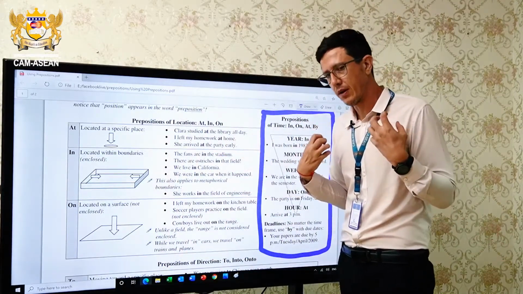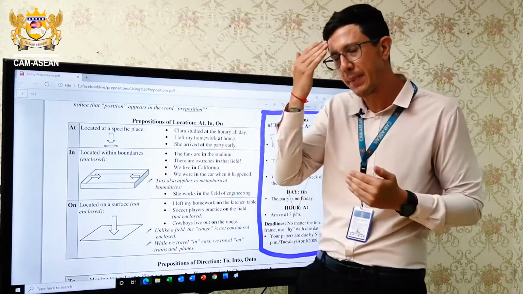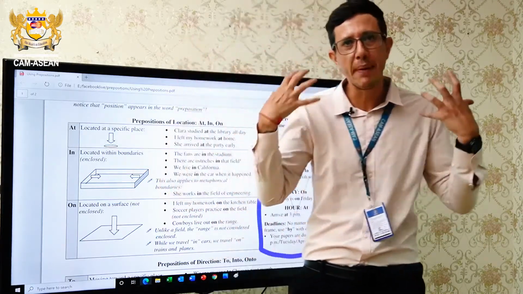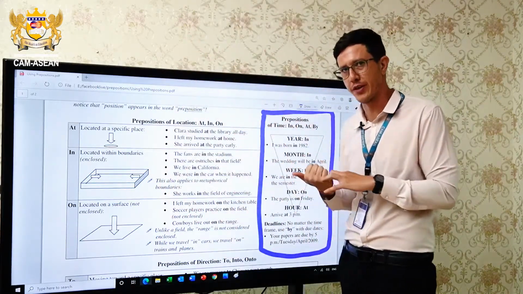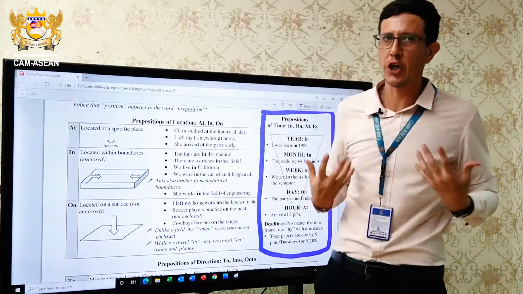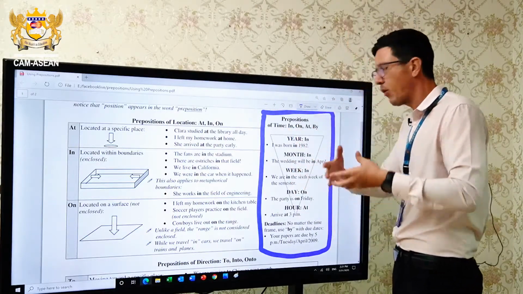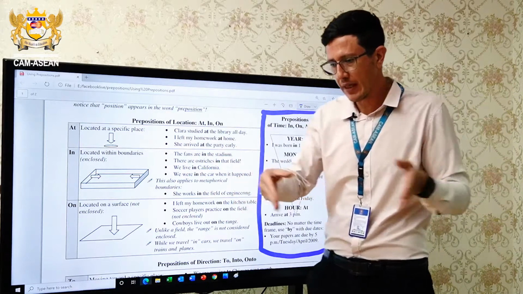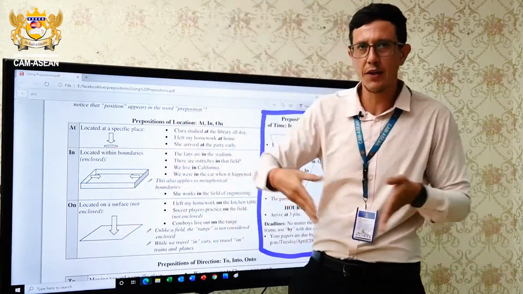Prepositions are important. They're very figurative, meaning it's a picture. We're trying to imagine a picture to understand my situation. So that's what I encourage you to do. In is for a more general period of time. In a year, in a month, in a week.